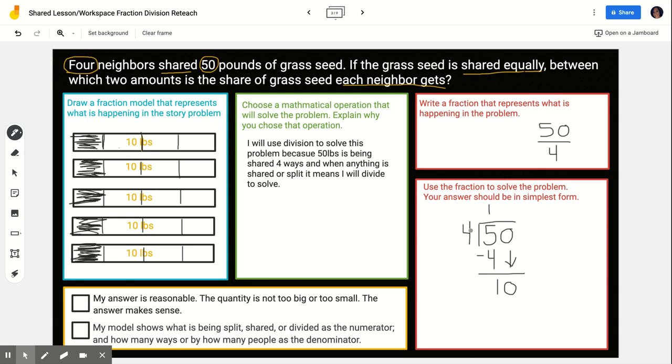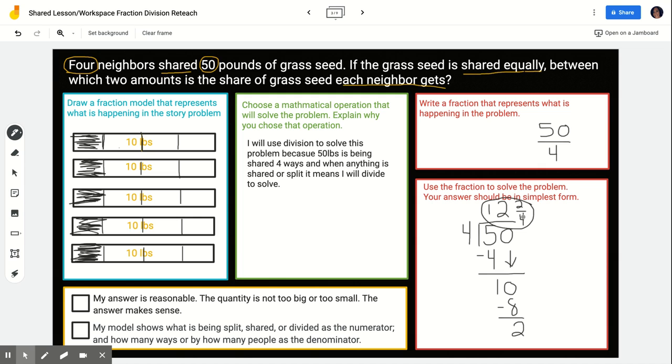How many groups of 4 now can I make with 10? The answer is 2 groups. 2 groups of 4 has the value of 8, like 2 times 4 is 8, with 2 pieces left over. We don't use remainders when we're working with fractions. Instead, your remainder becomes your numerator, and your denominator, or how many ways that fraction was split, stays the same. So we get the quotient of 12 and 2 fourths.